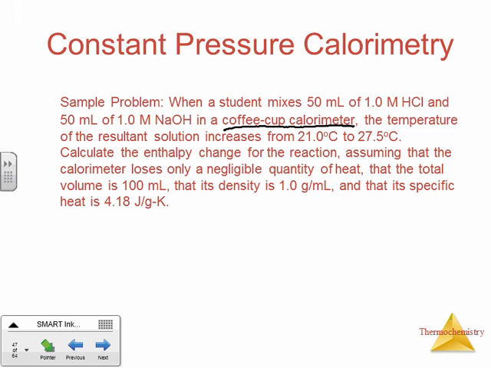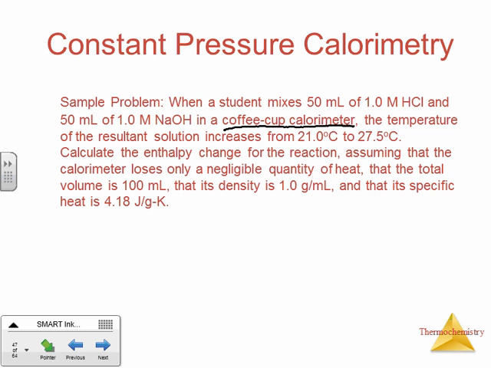So students are mixing 50 milliliters of 1 molar HCl and 50 milliliters of 1 molar NaOH, and the temperature increases from 21 to 27.5. So we want to know the enthalpy change for the reaction. Assuming that the calorimeter loses only a negligible quantity of heat and that the total volume is 100 milliliters, the density is 1 gram per milliliter, and they're giving us the specific heat of the solution. Okay. All right.